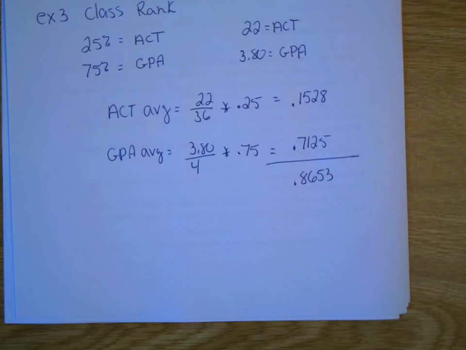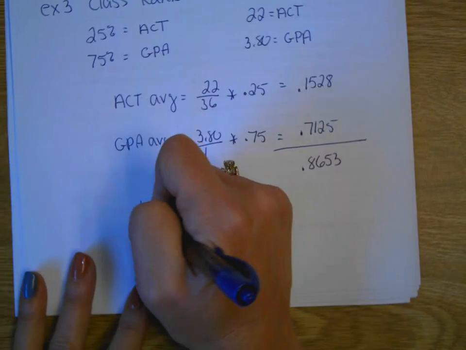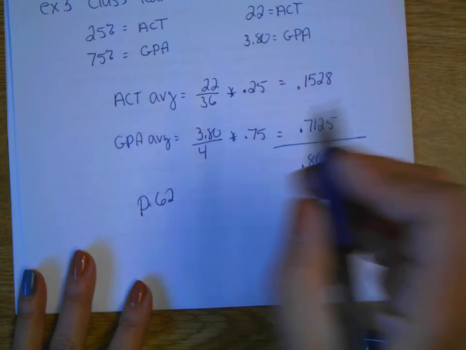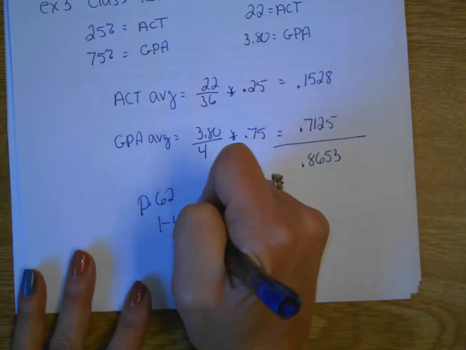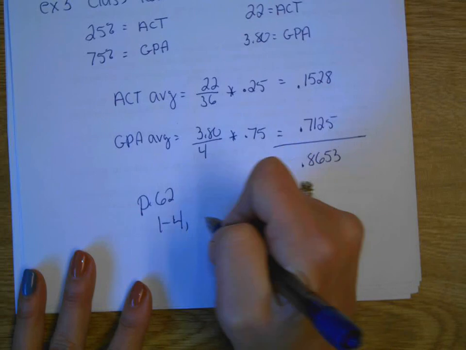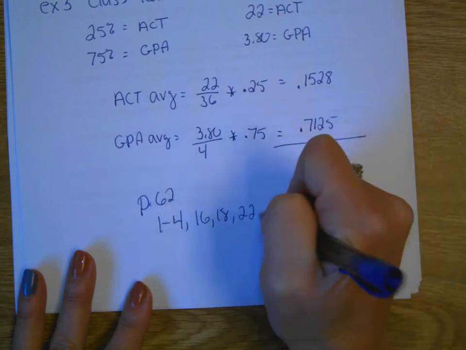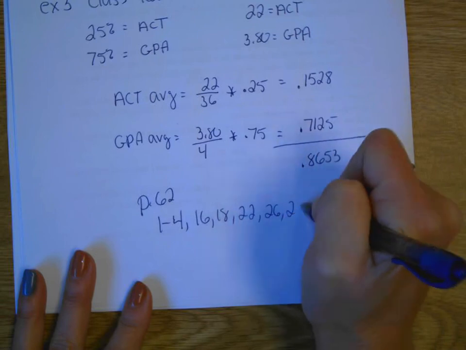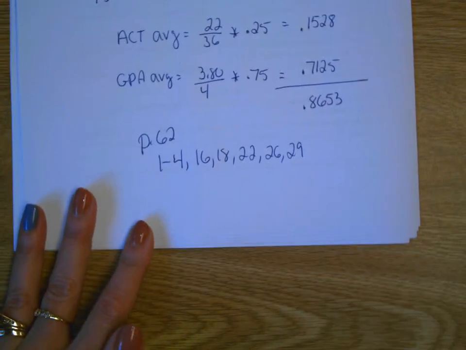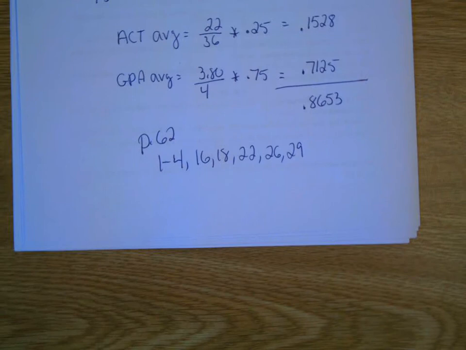Where are we at? 2-3, page 62. I've got 1 through 4. The weighted ones will give you the most challenge because I don't know if I did enough of those yet, because they're not all just like that.